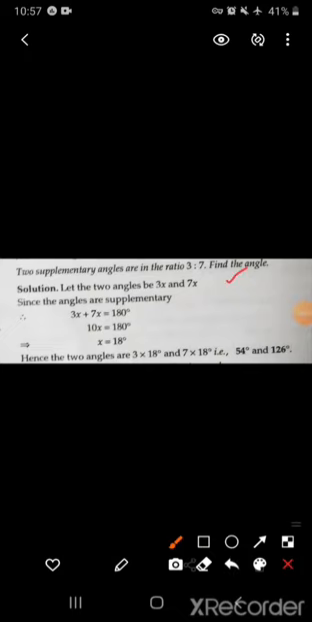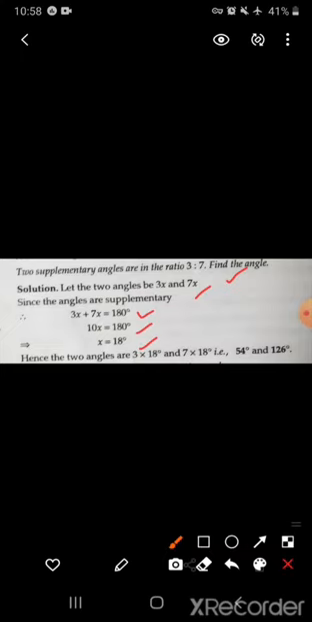Let the two angles be 3x and 7x. Whenever the question is in ratio form, always first suppose the given angles, lengths, whatever is given there, in the form 3x and 7x. Now since they are supplementary, their sum should be equal to 180 degrees. So 3x plus 7x gives 10x equal to 180 degrees. From here we get the value of x as 18 degrees.